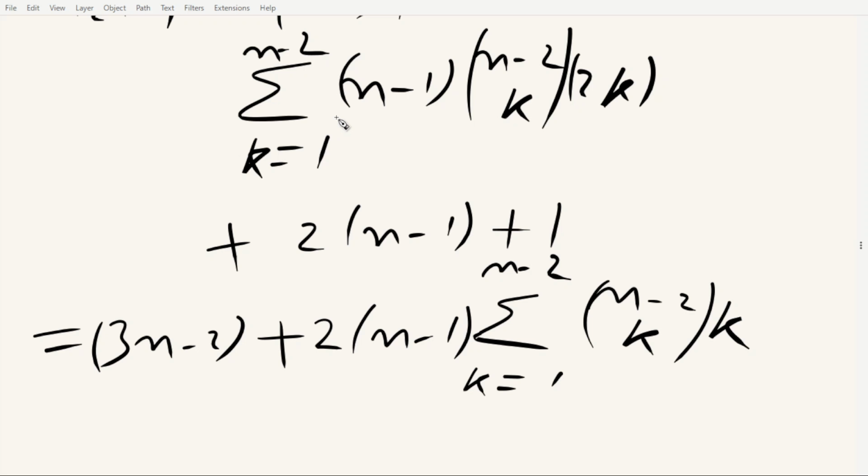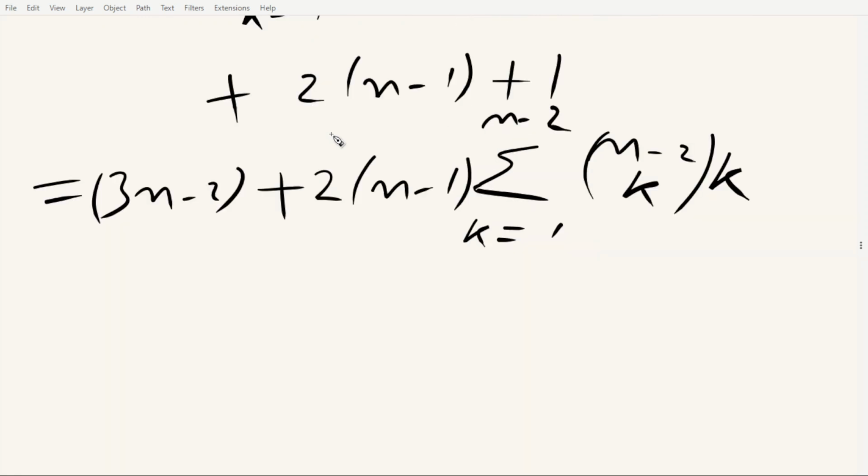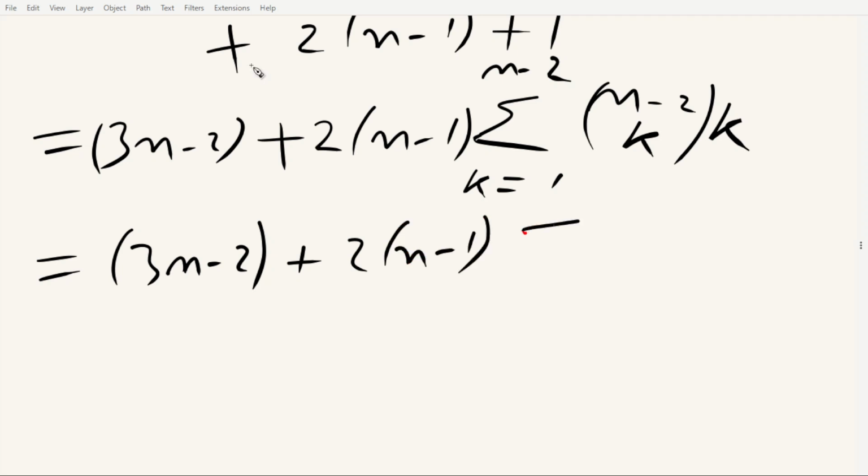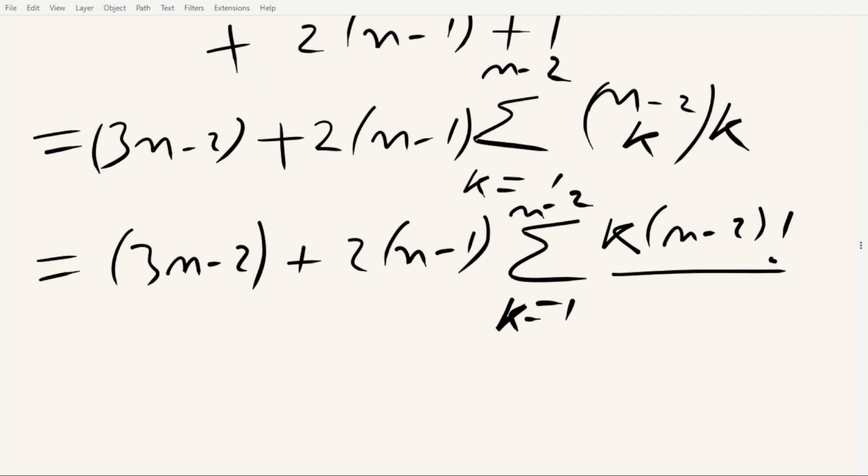Now we expand the binomial coefficient in factorials to further simplify it, and write this as 3n minus 2 plus (n minus 1) times the summation of k equal to 1 to n minus 2 of k multiplied by (n minus 2) factorial divided by k factorial times (n minus 2 minus k) factorial.